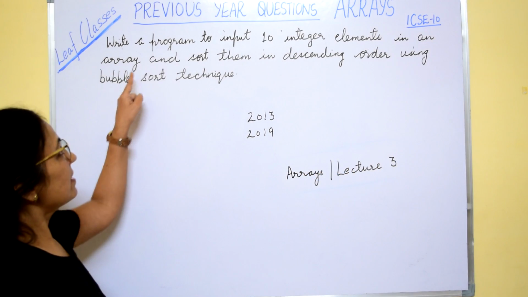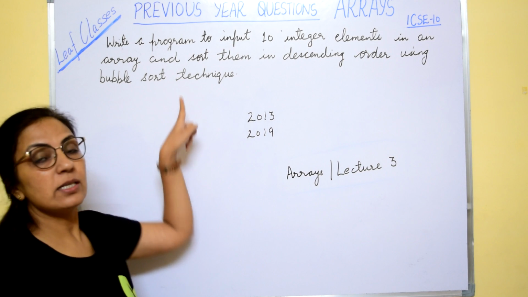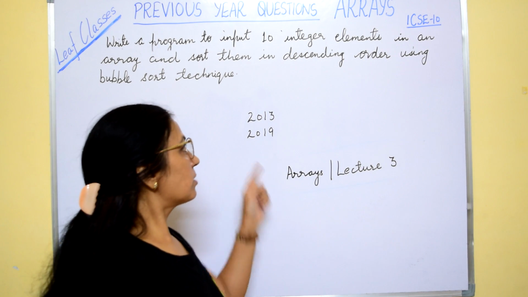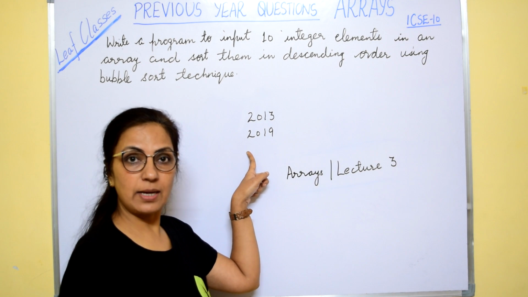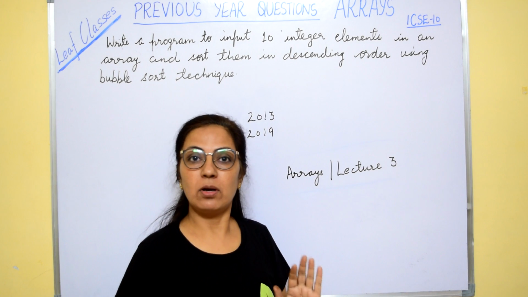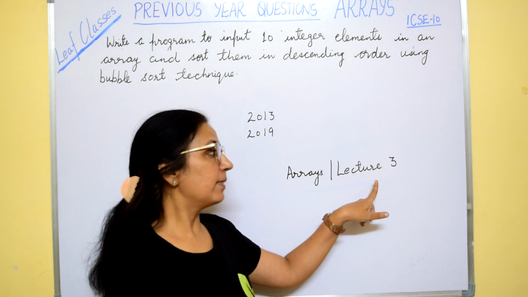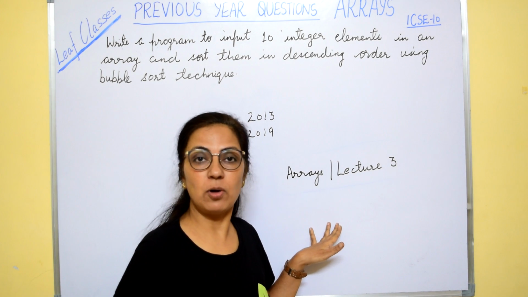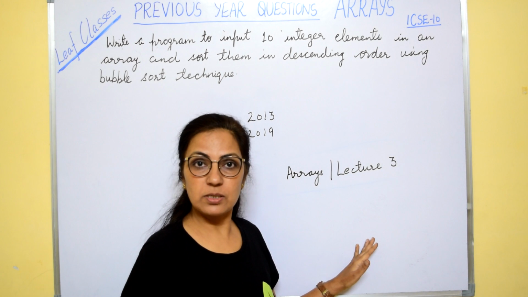The question says, write a program to input 10 integer elements in an array and sort them in descending order using bubble sort technique. Children, this question was asked in year 2013 and year 2019. I am not going to solve this question over here because we already have a separate video on sorting techniques, that is lecture 3 of arrays. The link is given in the description box also. You can check the link and please go through this video.